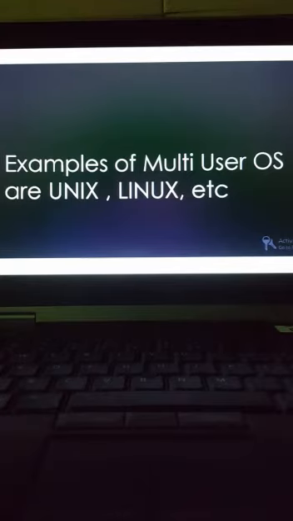Multi-user operating systems are used in offices and big organizations like hospitals and railway stations, while single user operating systems are usually meant for home use. The computer used at your home is an example of a single user operating system, and the computers used in hospitals, in railway stations, in offices or in big organizations are examples of multi-user operating systems.